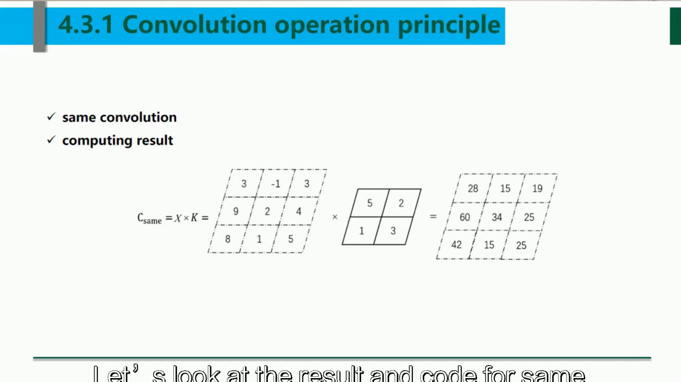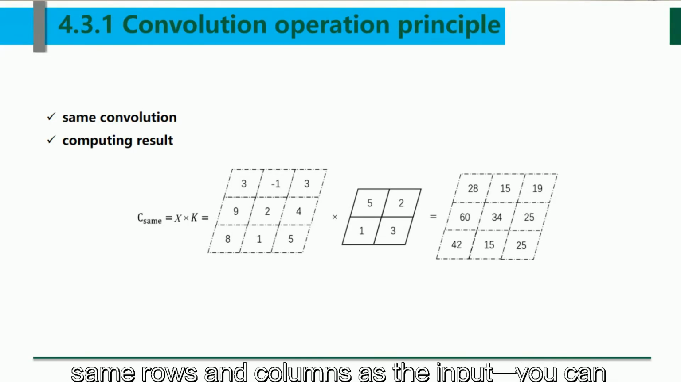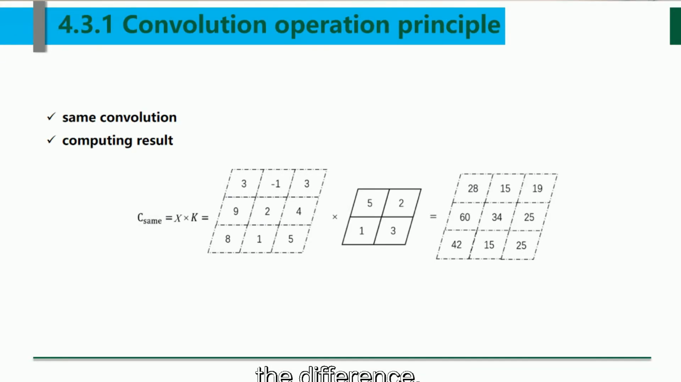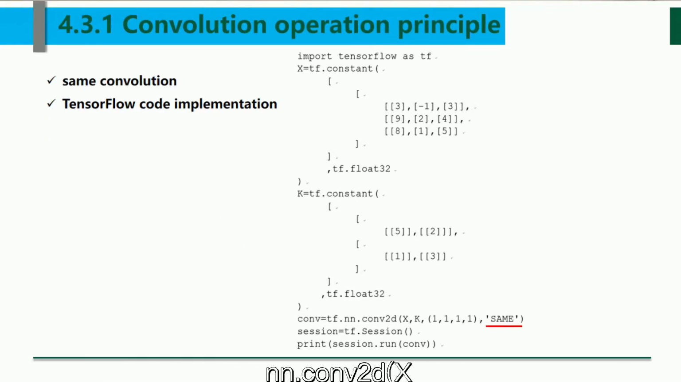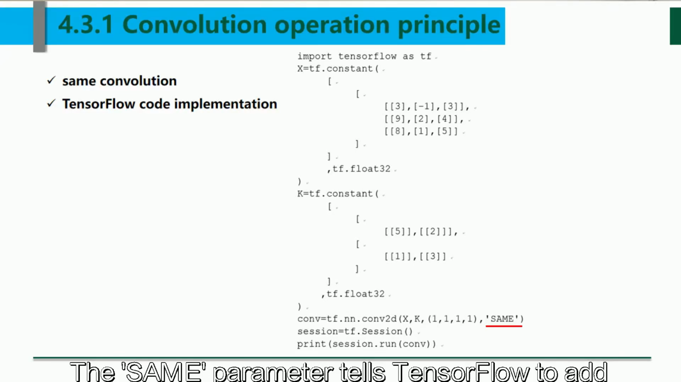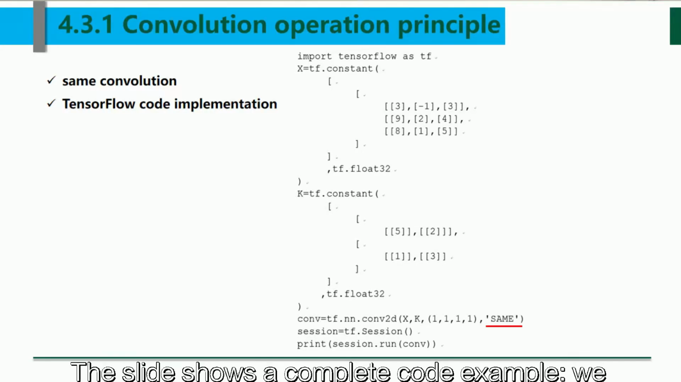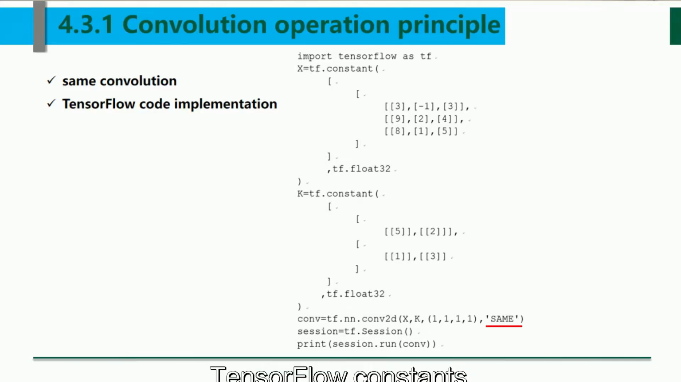Let's look at the result and code for same convolution. The output, labeled same on the slide, has the same rows and columns as the input. You can compare it to the full convolution output to see the difference. TensorFlow code, the core line is conv = tf.nn.conv2d(x, k, [1, 1, 1, 1], 'SAME'). The same parameter tells TensorFlow to add padding automatically to keep the output size the same as the input. The slide shows a complete code example. We define the input tensor x and kernel k with TensorFlow constants, run the convolution, and print the result.